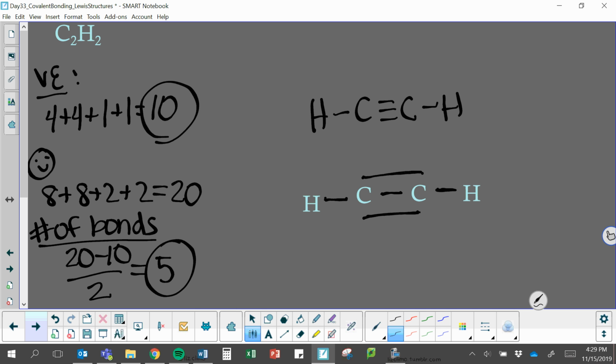The only thing we have left to do is our formal charge. So hydrogen brought 1 electron, it currently has 1 electron, so its formal charge is 0. Carbon brought 4 electrons, and it currently has 4 electrons, so its formal charge is 0. So this is how we would draw our Lewis dot structure for this.